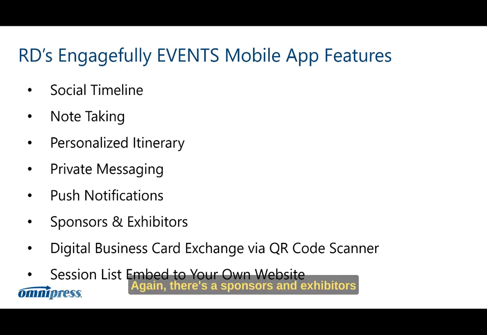Again, there's a sponsors and exhibitors module that would display the various sponsors and exhibitors for your event. It would give them an area to have their logo visible, information about the organization, as well as contact information. There's also a feature of the digital business card exchange via QR code scanner built into the mobile app.